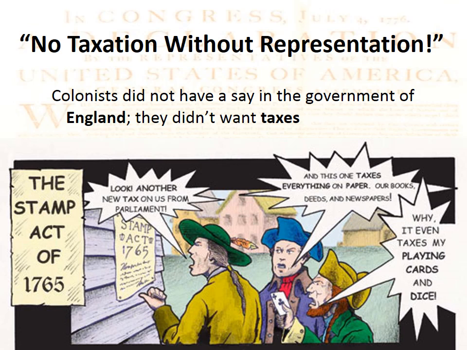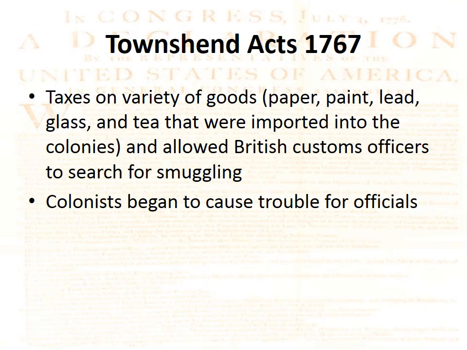So what they said was, look, if you want to tax us, then we better have some representation over in Parliament. It wasn't that they didn't want to pay any taxes, although, you know, who really wants to pay taxes? But if you're going to tax me, then I need to have some sort of say-so in your government, in the British Parliament, and the colonists did not.